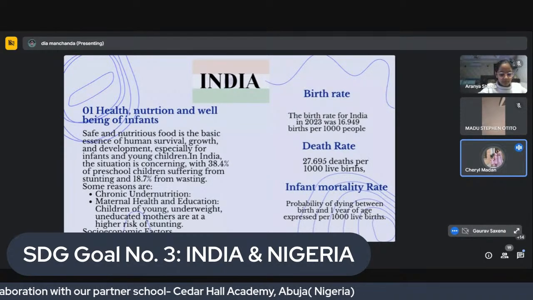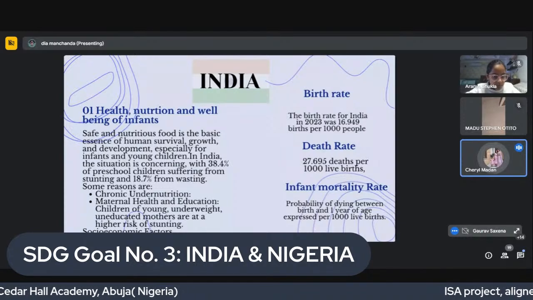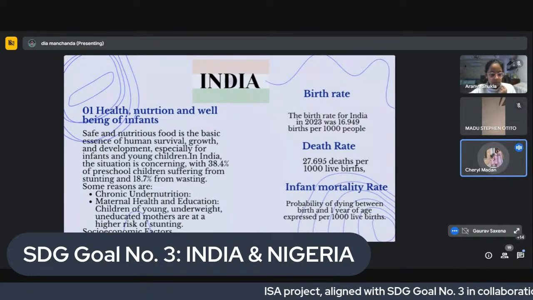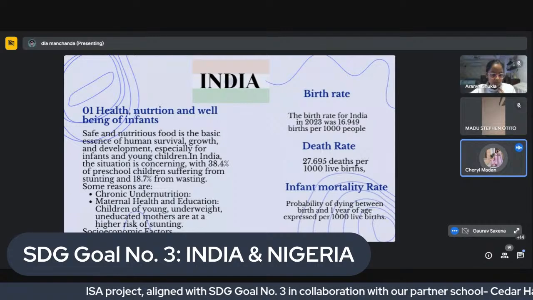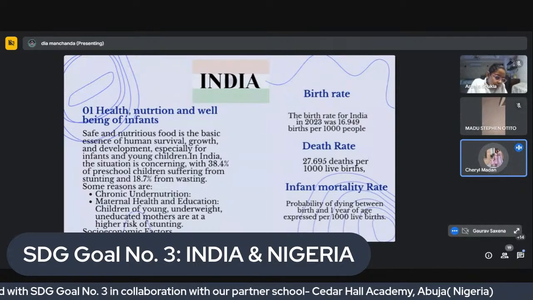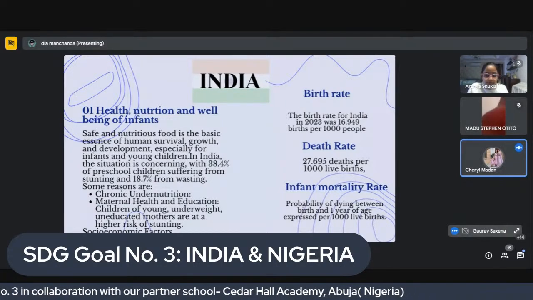Birth rate. The birth rate for India in 2023 was 16.949 births per 1,000 people. Death rate 27.695 deaths per 1,000 live births. Infant mortality rate: probability of dying between birth and 1 year of age expressed per 1,000 live births.